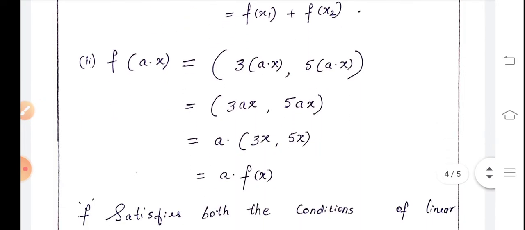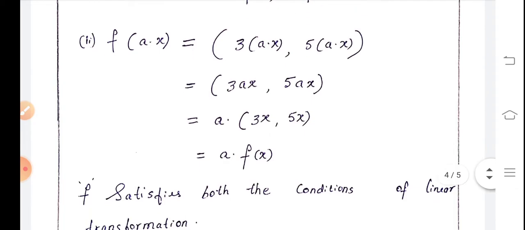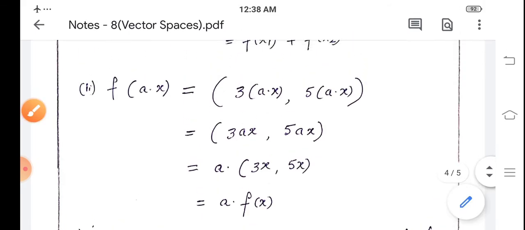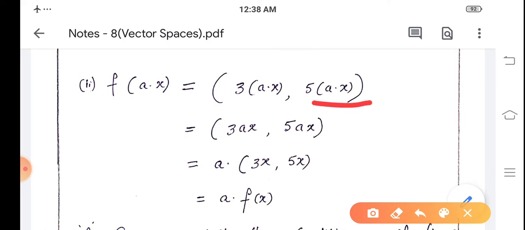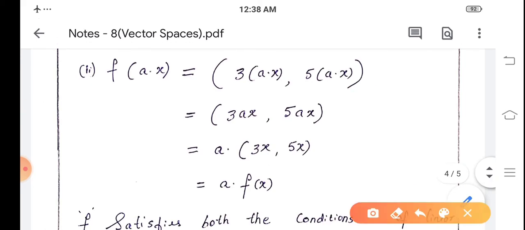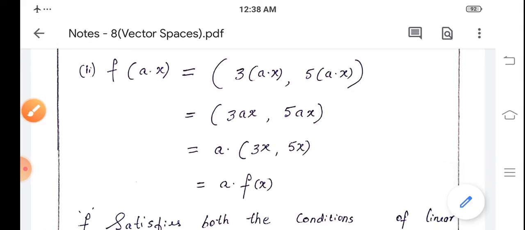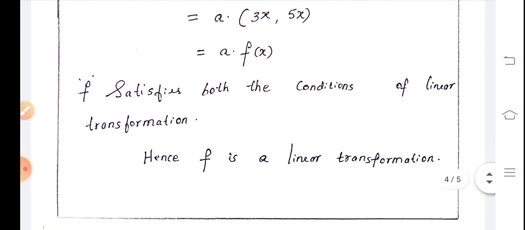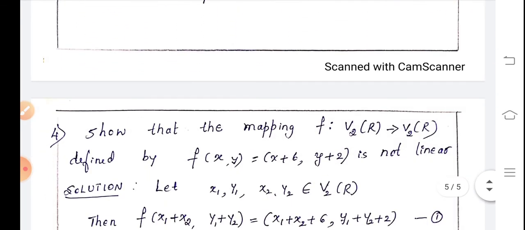Now we will check the next condition for linear transformation, that is f of ax. F of ax is (3 into ax, 5 into ax), where a is a scalar. Here it is (3ax, 5ax), but we can take a outside. It becomes a into (3x, 5x), and a into (3x, 5x) is a into f of x. This proves that f of ax is a into f of x. So both the conditions are satisfied. We say that f is a linear transformation.